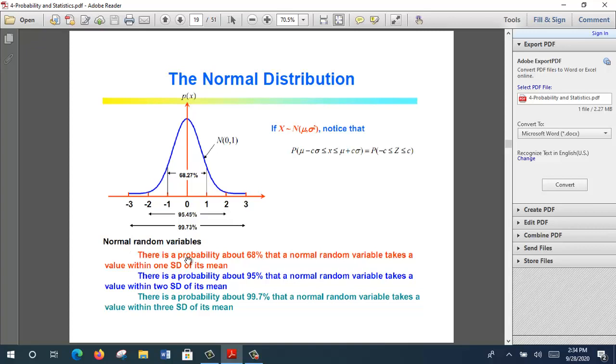Okay, so for the normal random variable, there are 3 conditions here. There is a probability of about 68% that a normal random variable takes a value within one standard deviation of its mean. However, for 95%, a normal random variable takes a value within 2 standard deviations of its mean, and the same goes for 99.7%: the normal random variable takes a value within 3 standard deviations of its mean.